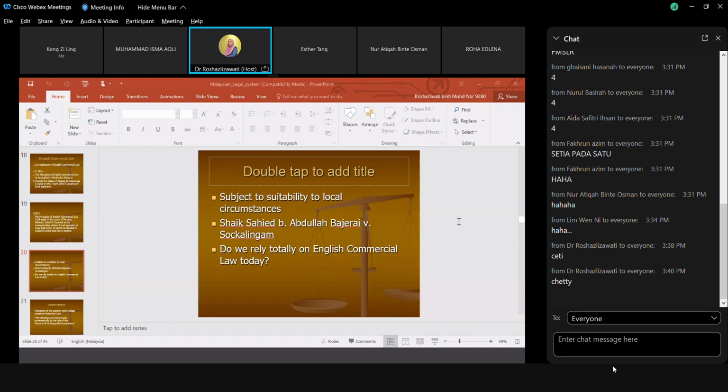Ni dekat chat pun tak ada jawapan. Suara pun tak keluar. Kelas.